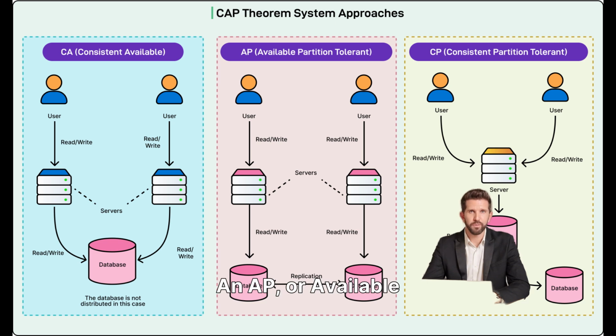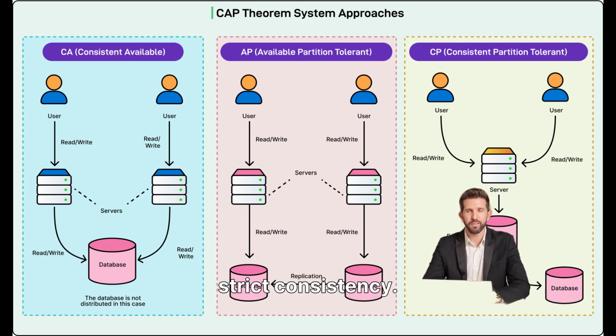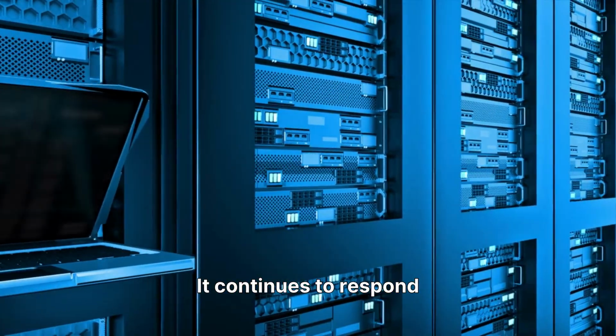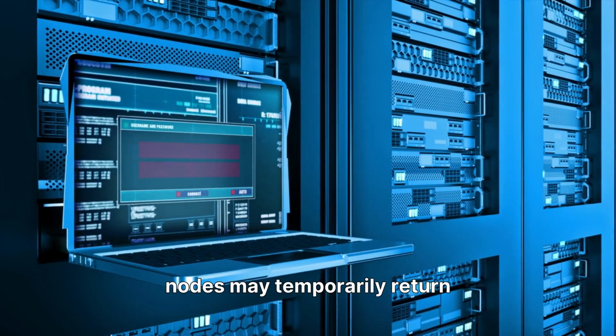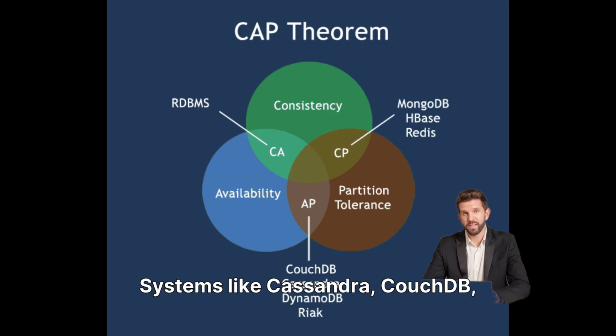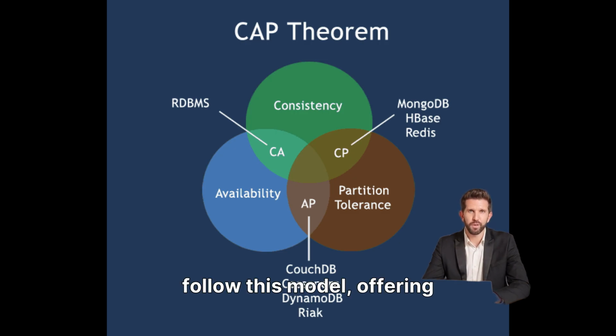An AP, or available and partition tolerant, system sacrifices strict consistency. It continues to respond to requests even during network issues, but some nodes may temporarily return outdated data. Systems like Cassandra, CouchDB, and Amazon DynamoDB typically follow this model, offering eventual consistency.